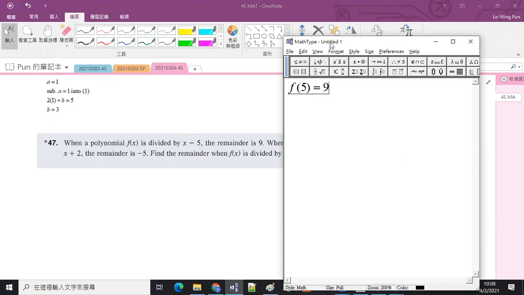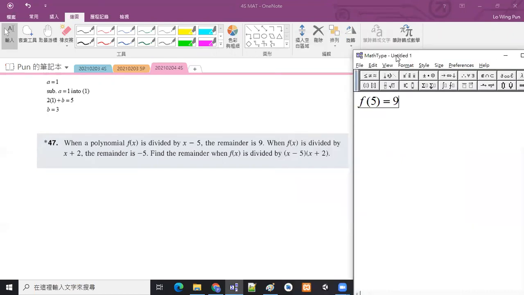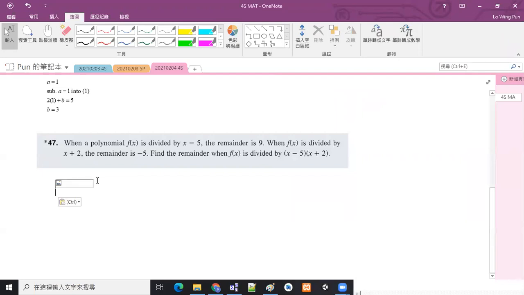But do we have the formula of f(x)? No. So we just label this to be equation 1, or information 1. Okay, f(5) is equal to 9.